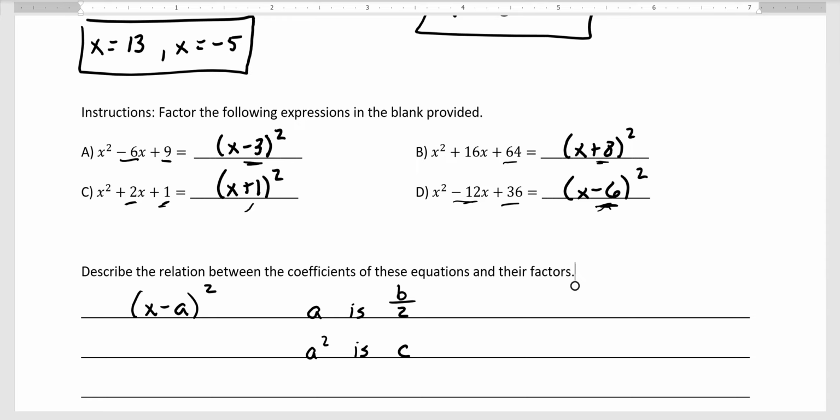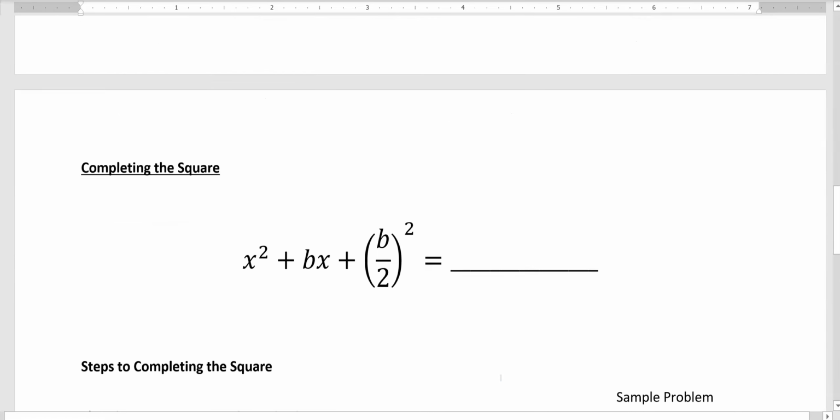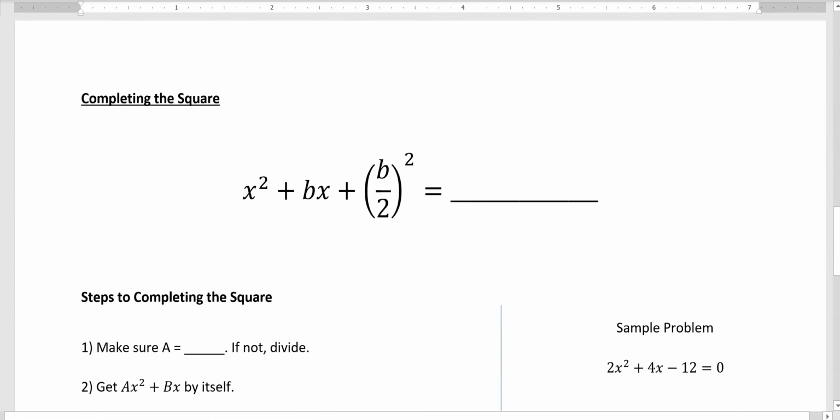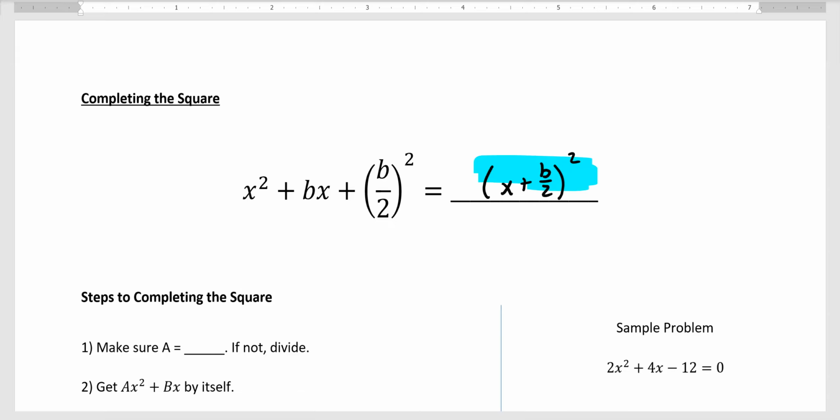All right, so that's the relation that we need to notice when we're using completing the square. And it's very important because what we're going to do is make our quadratic equations factorable as perfect squares. Let me show you what I'm talking about. The idea behind completing the square is that any quadratic expression of the form x squared plus bx can be written as x plus b over 2 squared. And that is the key. That is the key here. This is going to be our goal for writing our formulas.